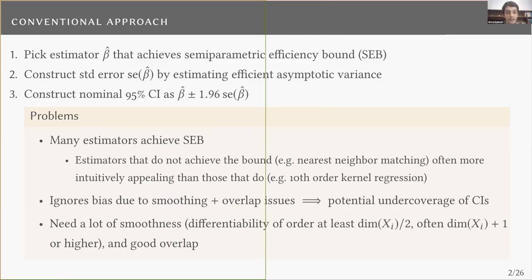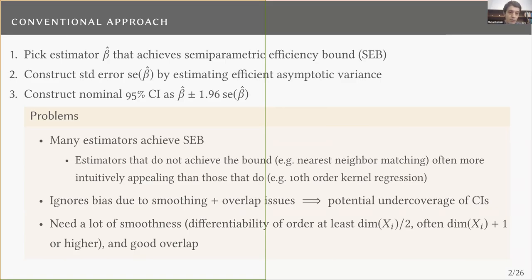On the other hand, there are estimators that are popular in practice, such as nearest neighbor matching, that do not achieve the bound, even though some of these estimators, like matching estimators, may be intuitively more appealing than some more complicated estimators that do achieve it. So for instance, you could run a 10th order kernel regression, which asymptotically should achieve the semi-parametric efficiency bound, but we do not do this in practice because we do not think that running a 10th order kernel regression is going to have good finite sample properties. So using high order kernels of order 10 doesn't tend to work well in finite samples. But the standard theory doesn't have anything to say about why that is.